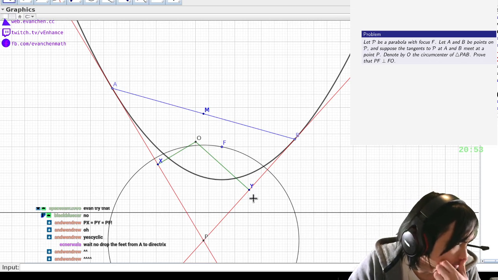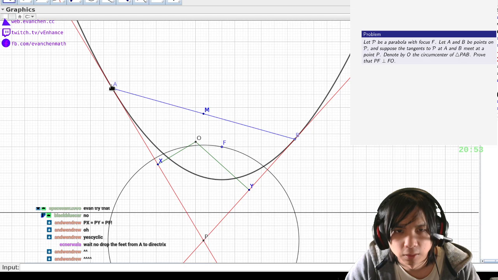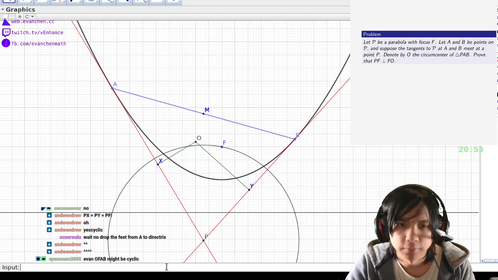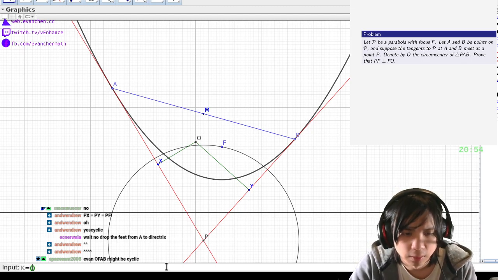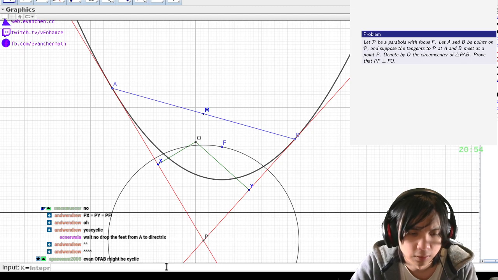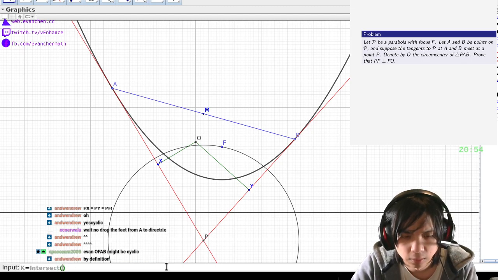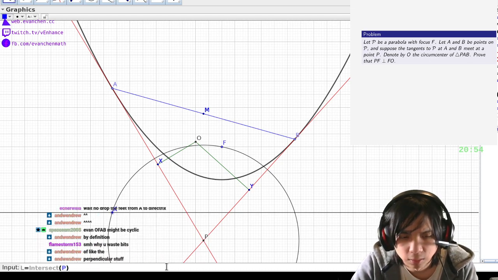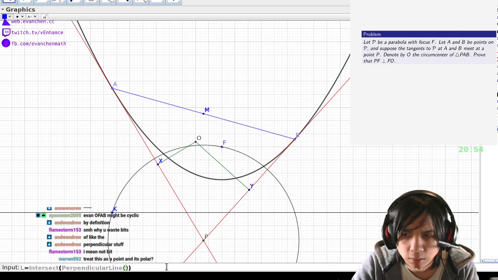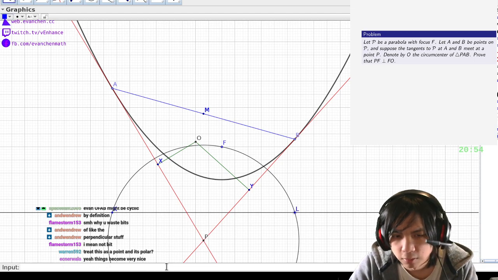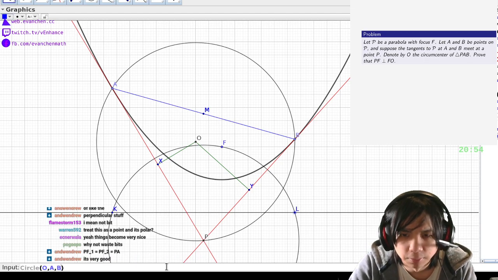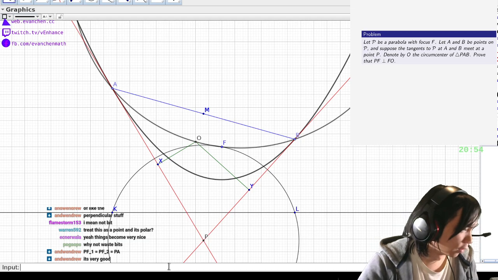What am I doing? I don't know. Drop the feet from A to... Oh, sorry. I misunderstood what was going on. Okay. K equals... Okay, that seems strong. OAFB might be cyclic. OAB. Yeah, looks like it. What is going on?